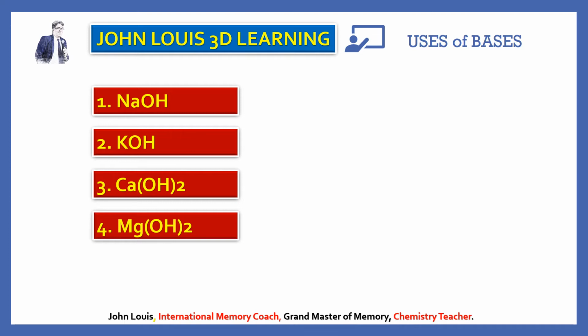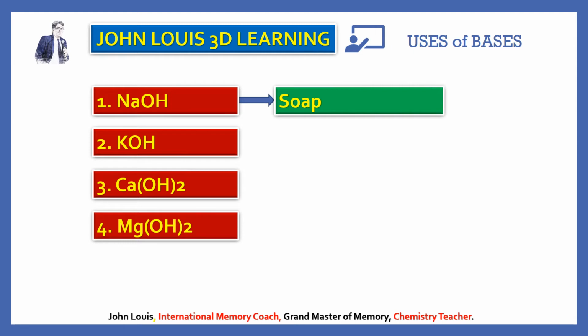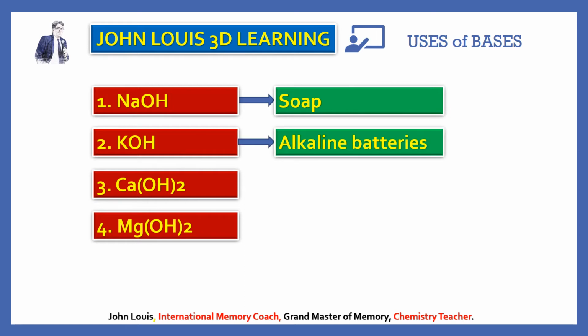So sodium hydroxide is used in the manufacture of soaps. See, all soaps are salts of sodium. So sodium hydroxide is used in the manufacture of soap. Potassium hydroxide is used in alkaline batteries. So you might have noticed some batteries are used in cars. So that contains potassium hydroxide.